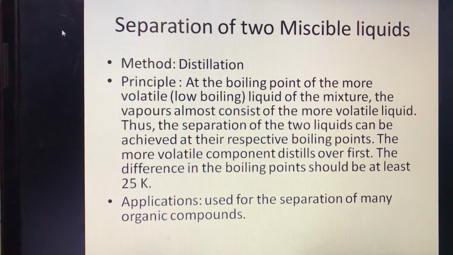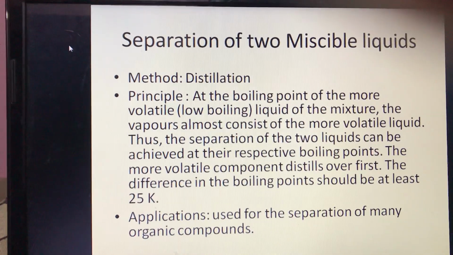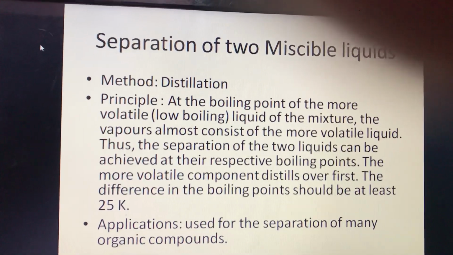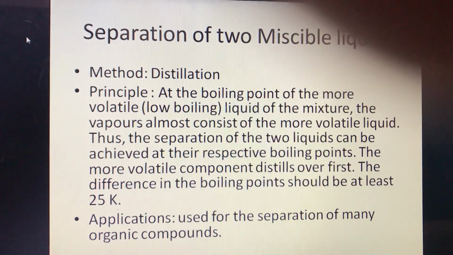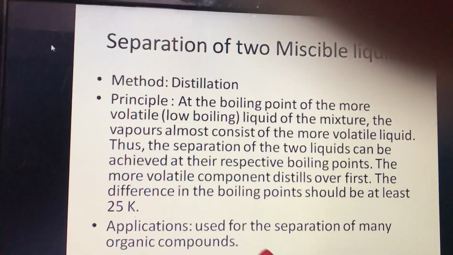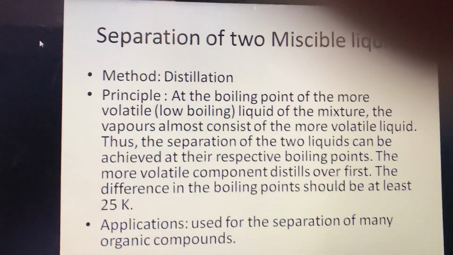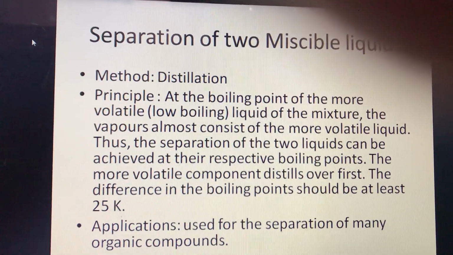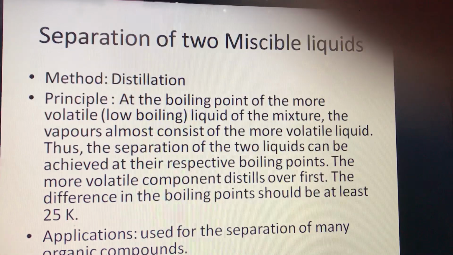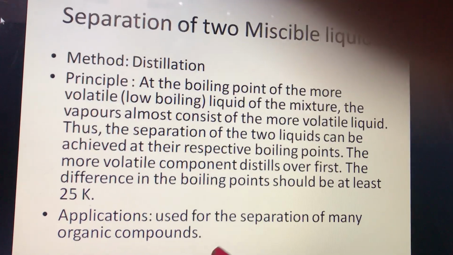Now in this method, we boil a mixture of two liquids and then vapors are formed. The liquids should differ in their boiling points by at least 25 Kelvin or 25 degrees Celsius, right? And when this mixture is heated, it is done in a special type of apparatus which we are going to see in the next slide.